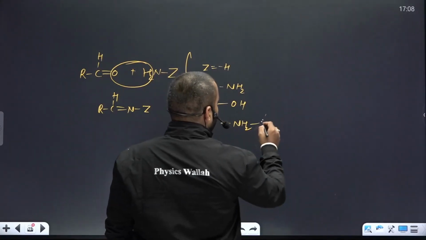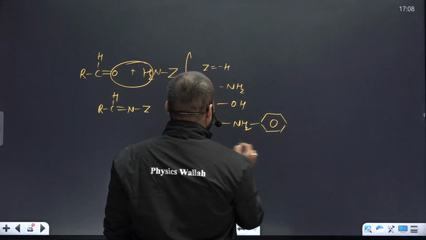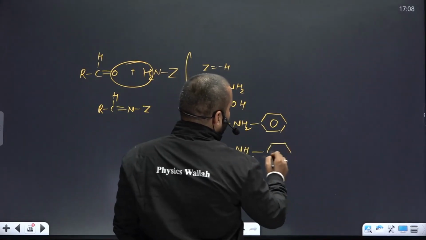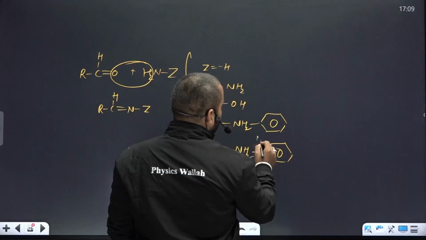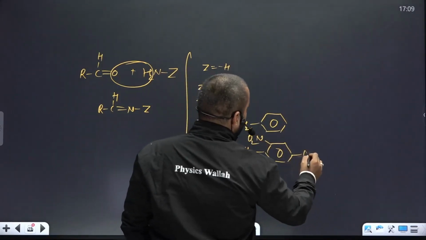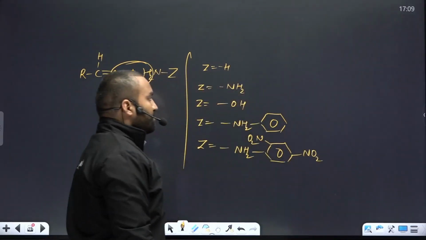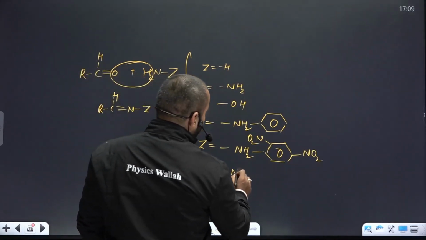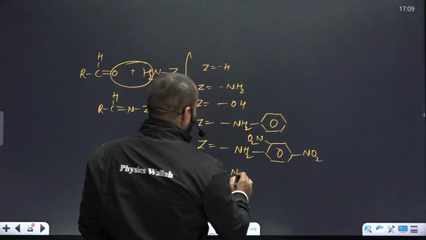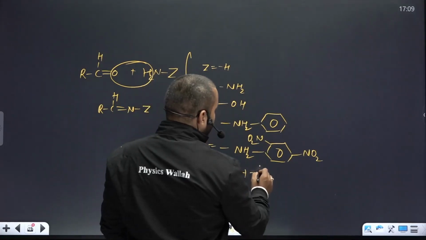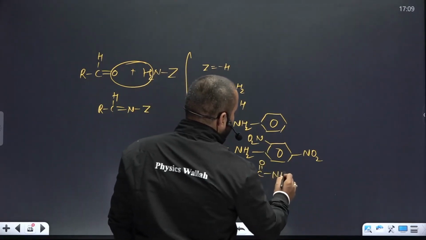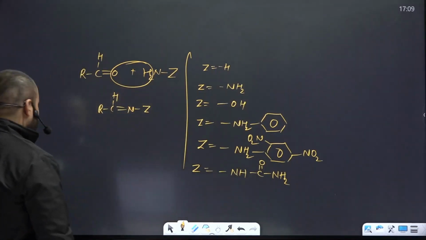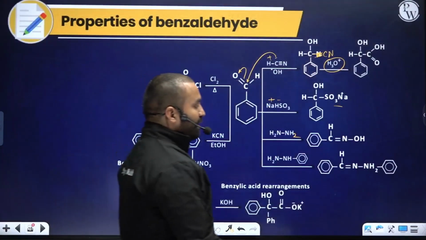Z can be NH2 attached to a ring, phenylhydrazine. Z can be 2,4-dinitrophenylhydrazine. Here also nitro, and on the para position also nitro. There can be anything. Z can be NH, C double bond O, NH2. Z can be this also. This results in semicarbazone. So all of these reactions result in the formation of carbon double bond nitrogen.